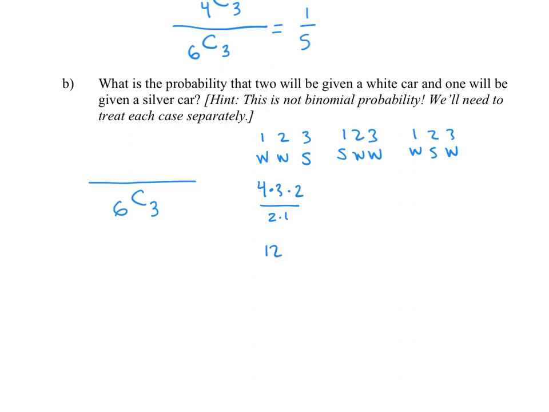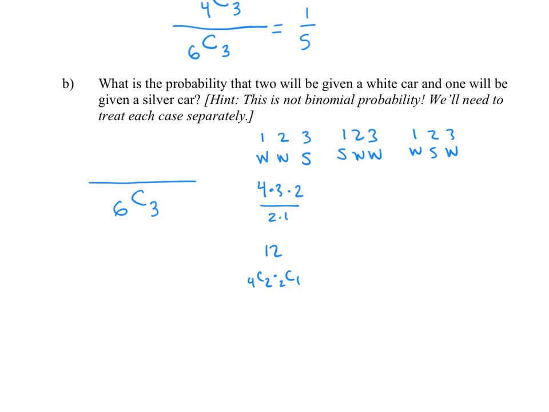And you can also look at that as 4C2 times 2C1. Now let's look at the case where the silver car is chosen first. Well, in this case, this still ends up giving you a scenario where 1 person gets a silver and 2 people get a white car. So this is actually not counted any differently than this one.